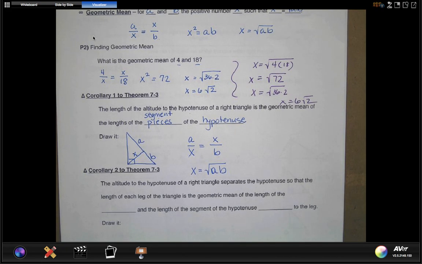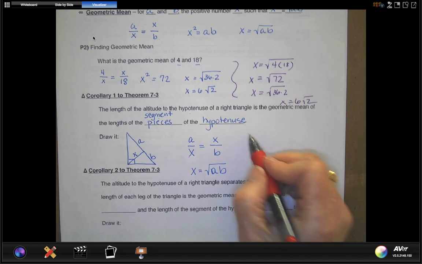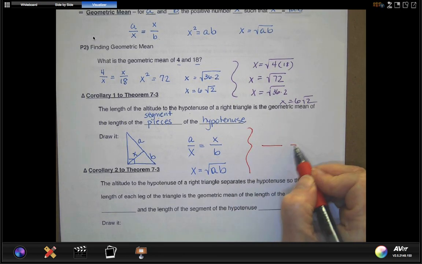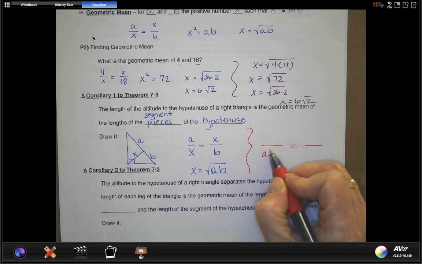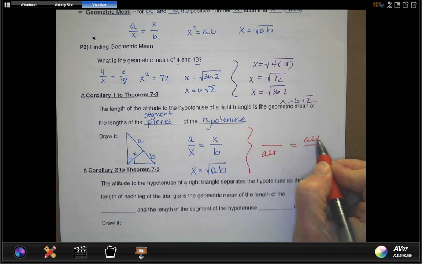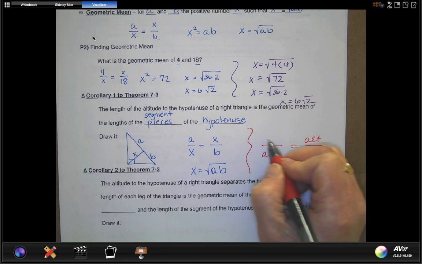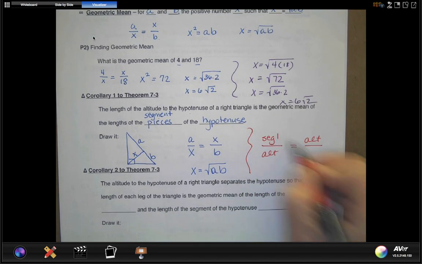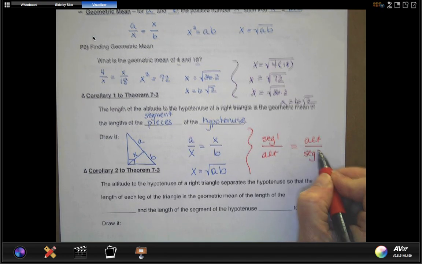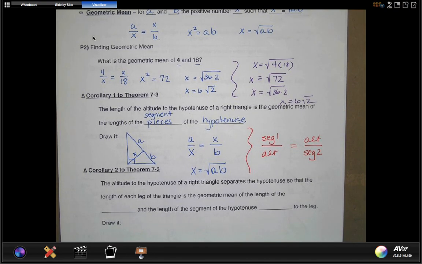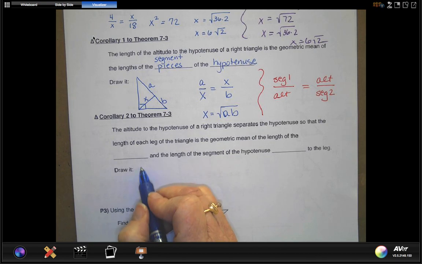I like to always, I just kind of think about this one as the altitude. So the altitude goes in the mean spot. The altitude is the geometric mean of the two segments of the hypotenuse. So segment 1, segment 2. All right, the next one.